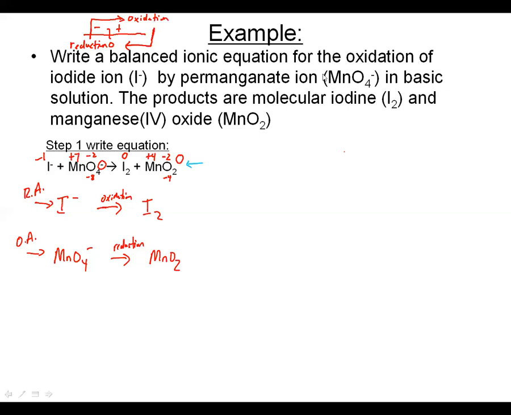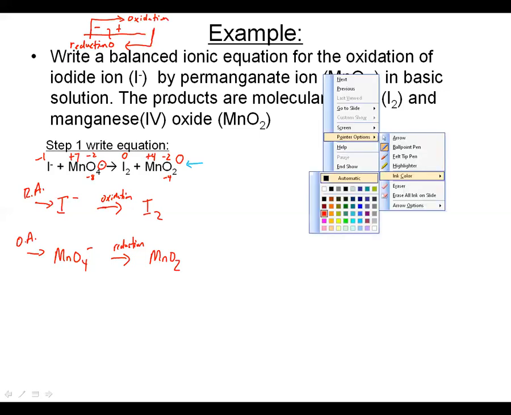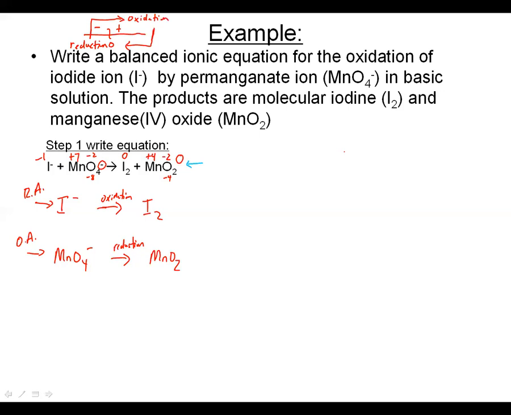All right. So once we have it broken apart into its half reactions, the next thing that we want to do is balance everything other than oxygen and hydrogen. So in the case of the top one, I minus goes to I2. We have 2 iodines on the right, but only 1 on the left. So we're just going to balance it like a normal reaction and put the 2 in front. There is no oxygen in this one, so we don't have to worry about it. Our MnO4 minus going to our MnO2, we have 1 Mn on both sides, so we don't have to worry about it.